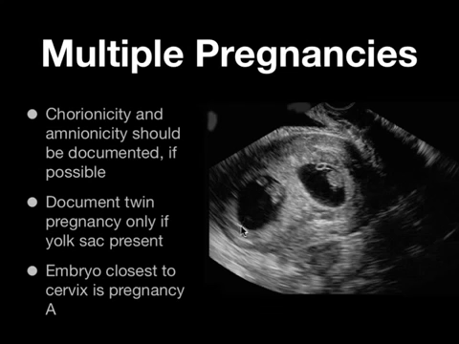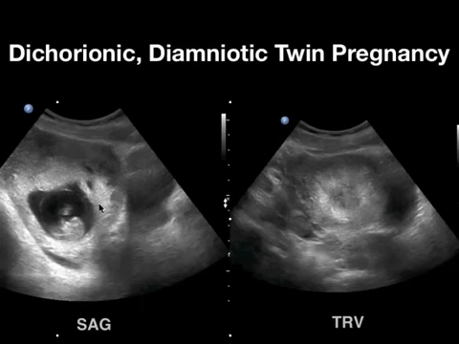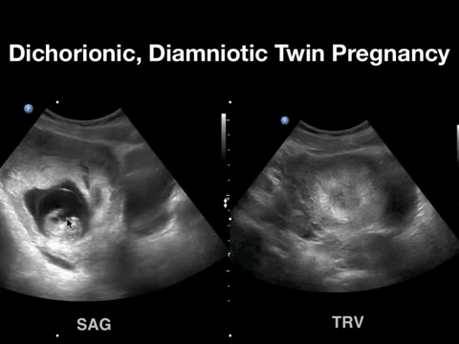In terms of diagnosing a twin pregnancy, you only want to document a twin pregnancy if you see a yolk sac or an embryo. It's the same as diagnosing a singleton pregnancy. In terms of nomenclature, the embryo that's closest to the cervix is going to be pregnancy A. Here we have a patient with a dichorionic diamniotic pregnancy.